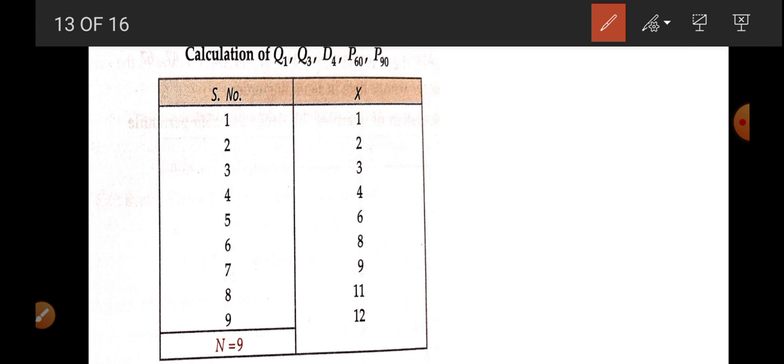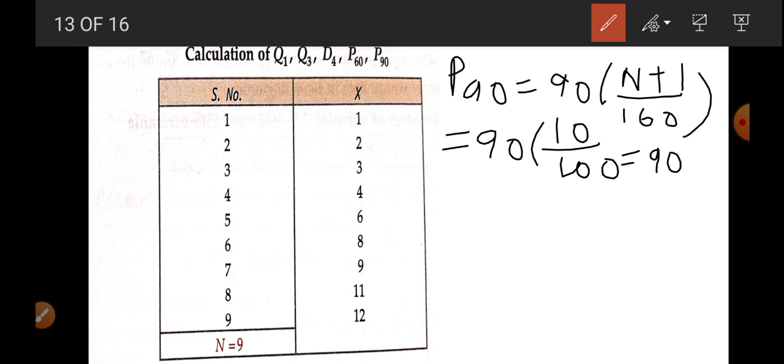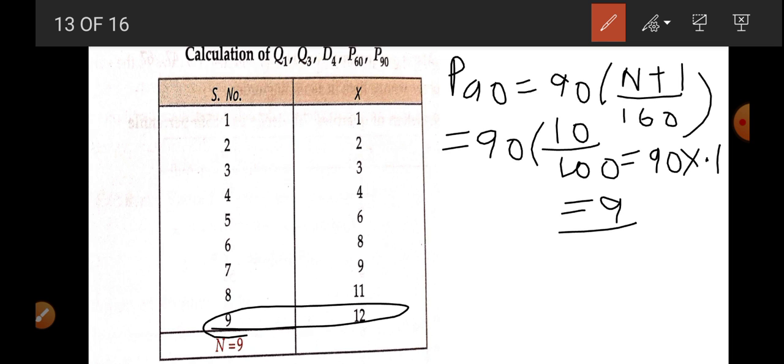Now next is P90. So it is 90 times n plus 1 upon 100. Okay, so it is 90 times 10 upon 100. So it is 90 multiplied by 0.1, that is 9. So the size of the 9th item is 12. So P90 is equal to 12.